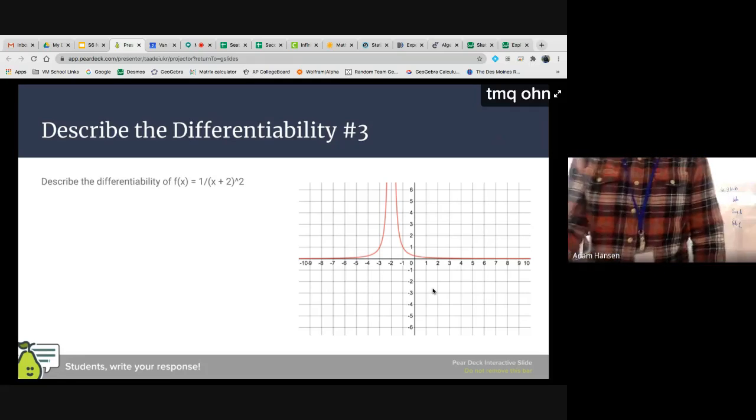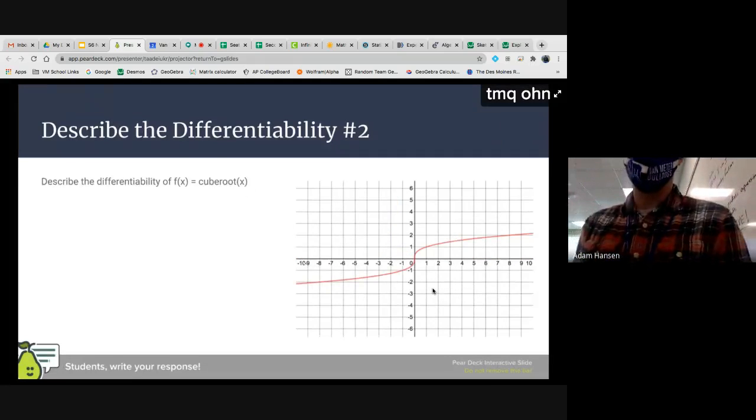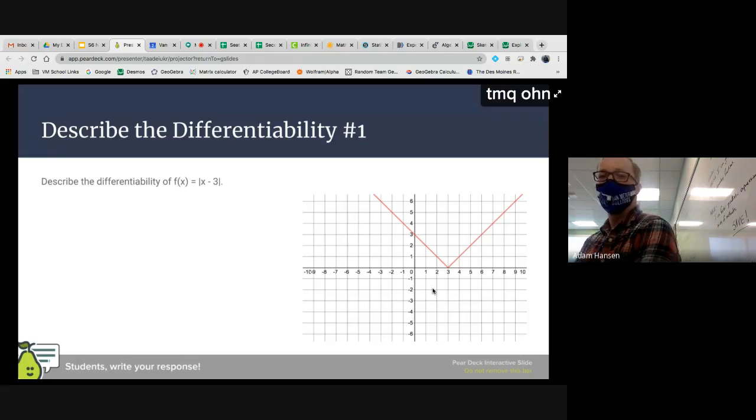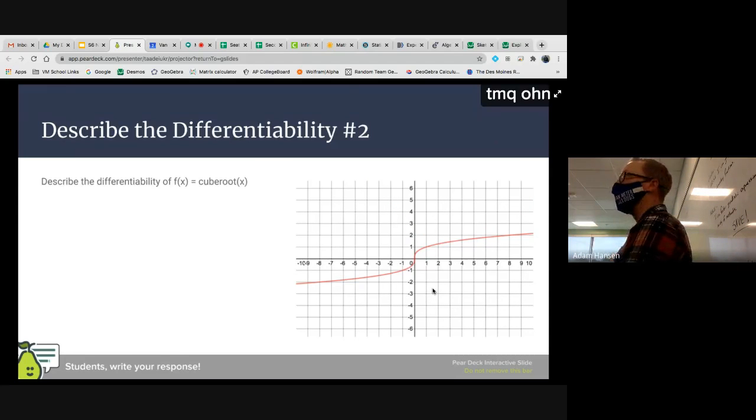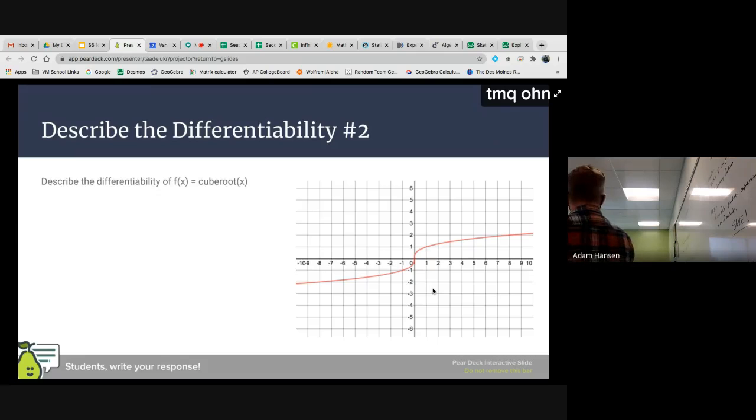Just because a graph is continuous doesn't always necessarily mean it's differentiable. Those first two slides, the function's always continuous for any real number, but it's not differentiable for certain values. Like on number 1, it's continuous at 3, but it's not differentiable there. It's continuous at 0 here on graph number 2, but it's not differentiable there. Continuity does not imply differentiability, but differentiability does imply continuity. If it's differentiable there, then I also know it's continuous.